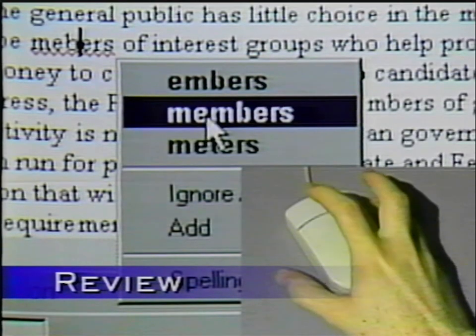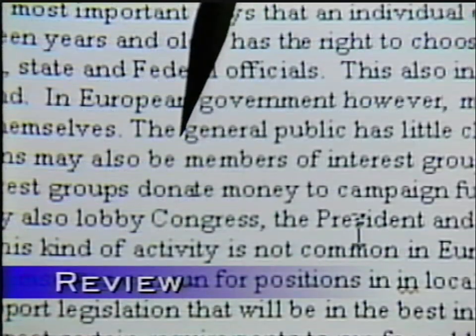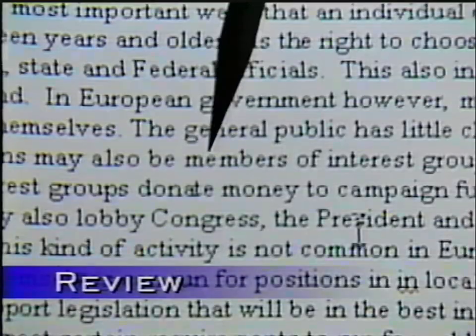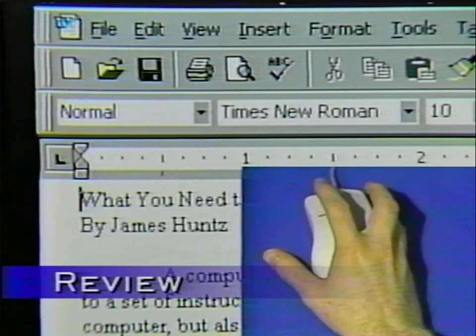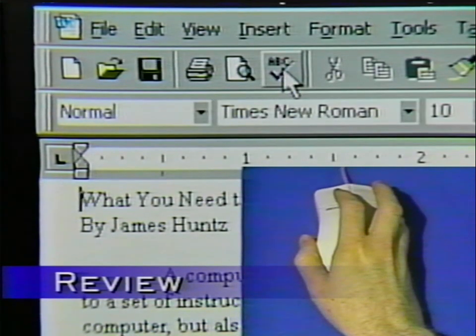Click on the one you want. To check spelling and grammar all at once in a document, place the cursor at the beginning and click on this button.